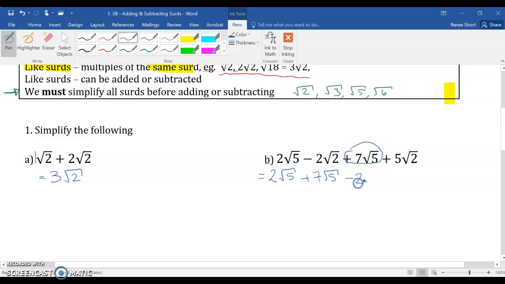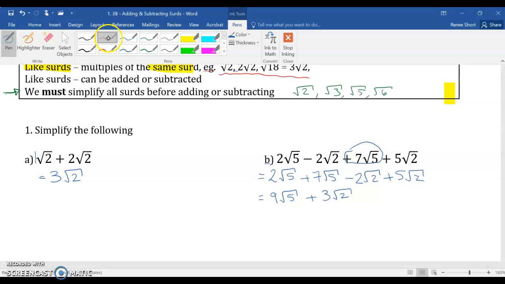And then I've got minus 2 root 2 and plus 5 root 2. So I can only simplify surds that have the same surd there. So 2 root 5 plus 7 root 5 becomes 9 root 5 for me. And then if I focus on the second part of the expression, negative 2 root 2 plus 5 root 2 becomes for me plus 3 root 2. And that way I've simplified those surds. If you like, you can just go straight to here with the answer if you want. But if you do need to put in that step of rearranging them so you can see which ones are friends and which ones are like surds, then rewrite it yourself.